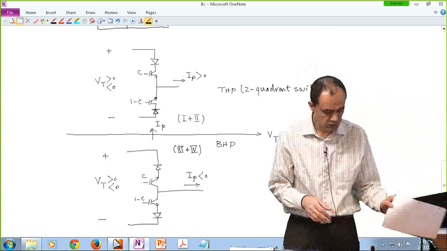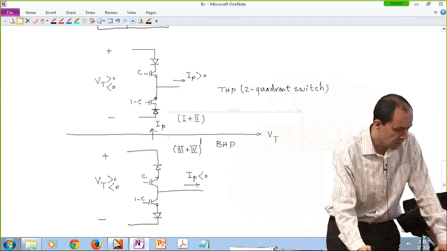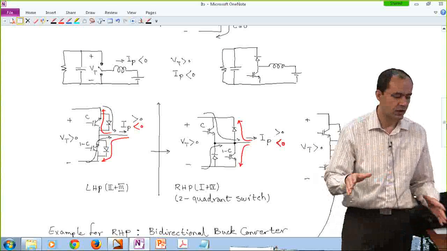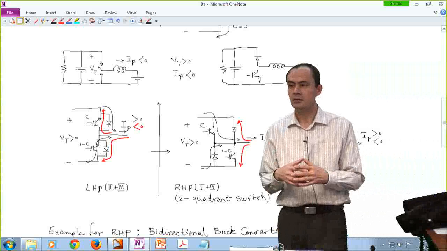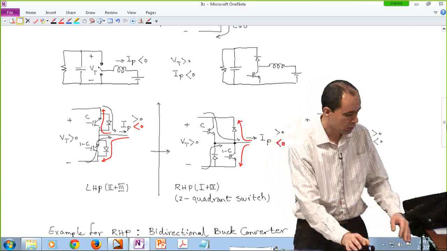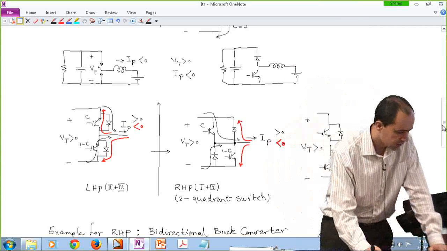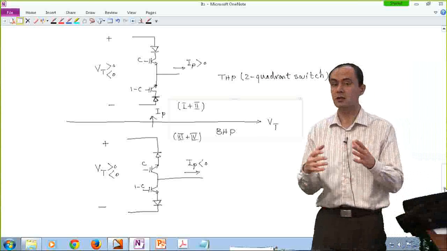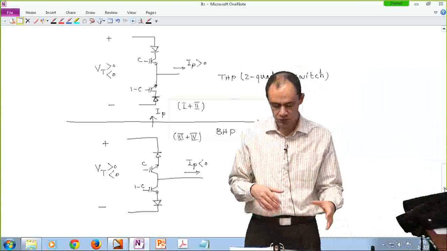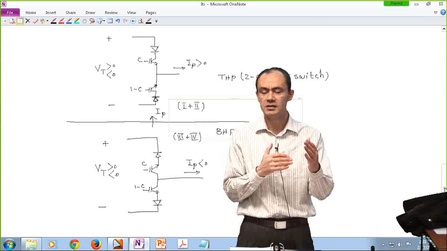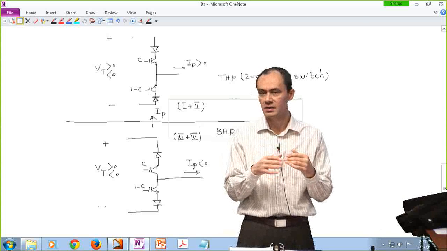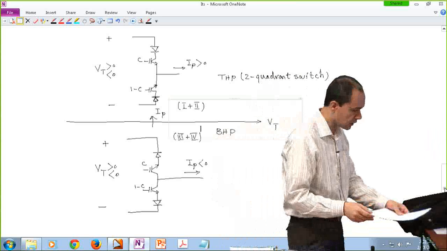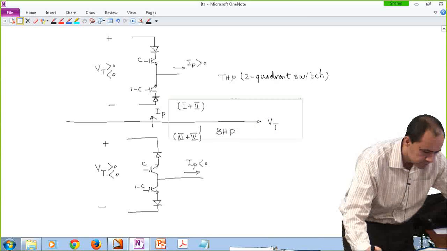The answer is yes. What we've got to do is either combine the right half plane with the left half plane switches, or combine the top half plane with the bottom half plane switches to be able to get a 4-quadrant switch. A 4-quadrant switch is a switch that can handle positive and negative voltages, as well as left to right or right to left currents. So let me draw it over here.